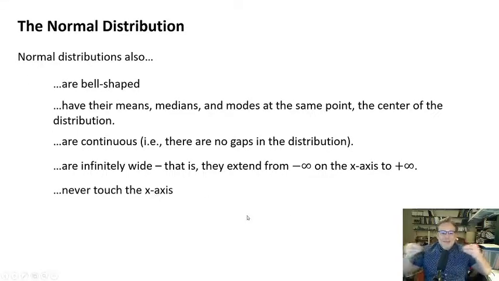And even though it spreads out, it never goes negative. It gets closer and closer to 0, closer and closer to the x-axis like this, but it never touches the x-axis, never goes to 0.